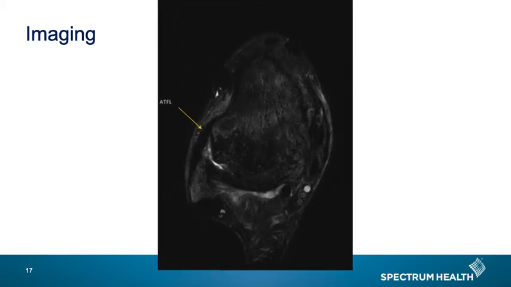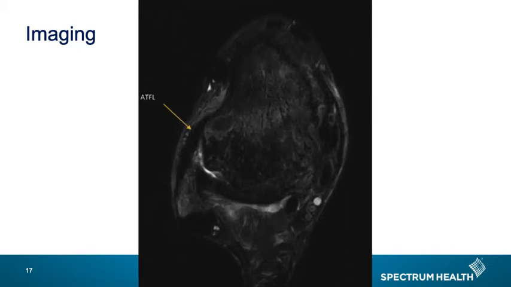But what we typically see in the chronic patient is this kind of scenario where you have an ATFL that looks like it's intact, but it's quite thickened, indicating that this has been injured and scarred. What we cannot tell on the MRI is: is this stable or not?